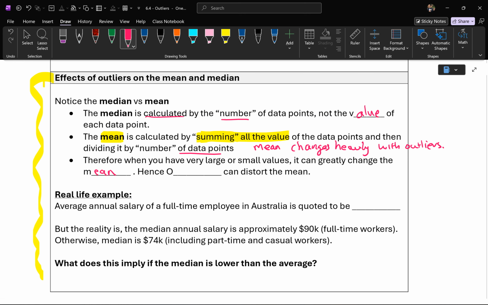Hence, outliers can distort the mean. That's literally what you have to take out from this exercise for year 12s at the end of year if you plan to do the exam.